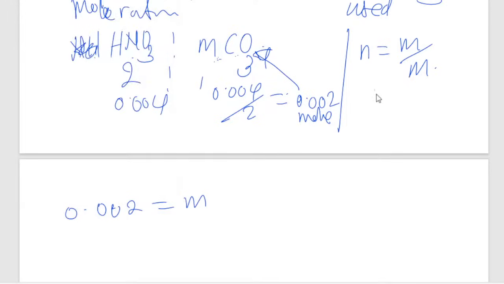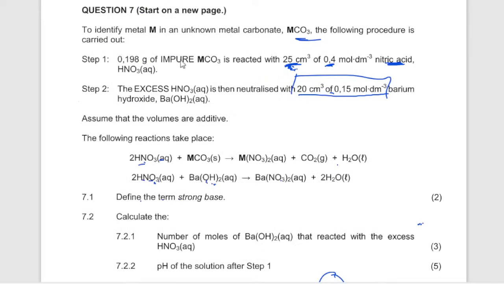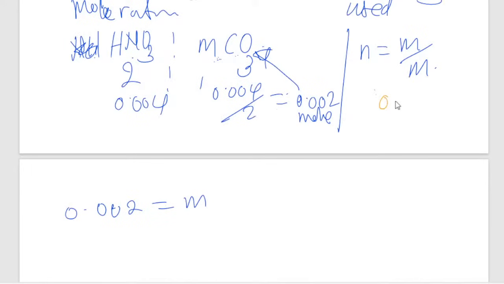So if you look at this, because they say that 85%, I have 0.198 times 85%. So this is going to give me the mass of the pure sample. You understand? And then this gives me a figure of 0.1683 grams. So this is the mass I'm supposed to use.